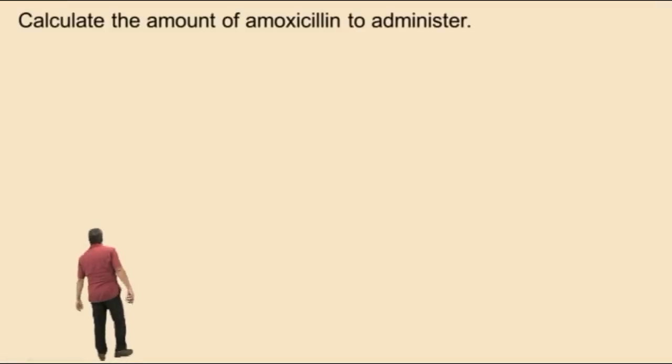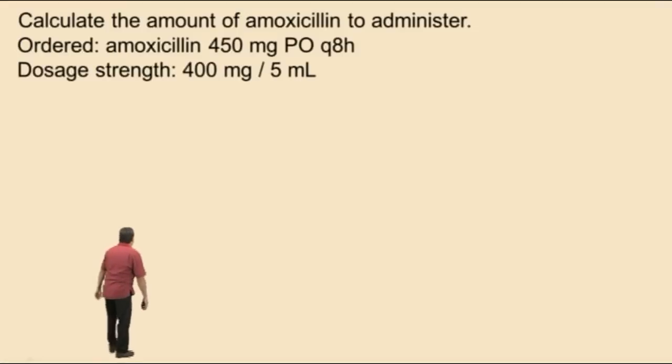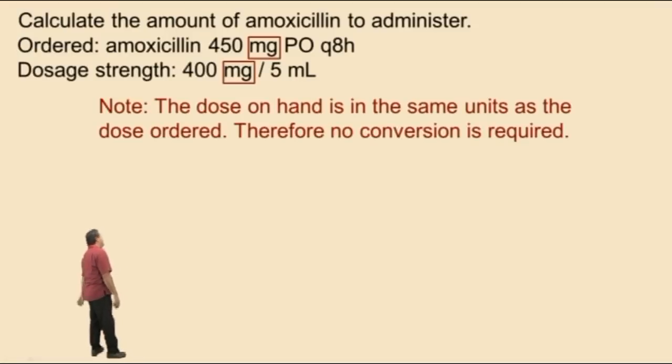In this example, we are going to do a dosage calculation. So let's get started right there. Calculate the amount of amoxicillin to administer. Here we have ordered amoxicillin 450 milligrams to be given orally every 8 hours. Our dosage strength is 400 milligrams amoxicillin per 5 milliliters. Note, the dose on hand is the same units as the dose ordered, therefore no conversion is required.